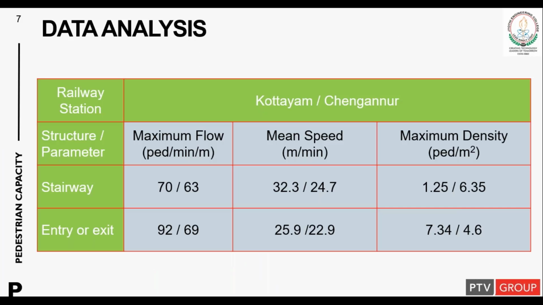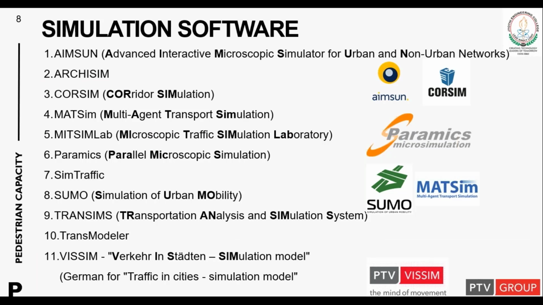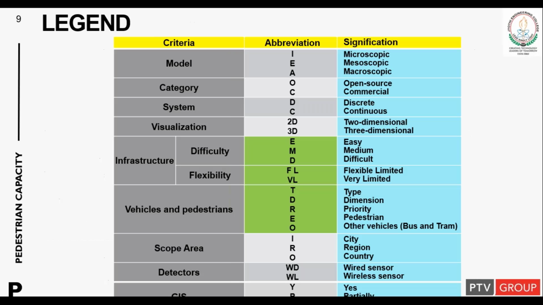Based on the recorded footage, the data is extracted as maximum flow, speed, and density for the 2 railway stations, and the structures of the stairways and the entry and the exit. And then, to simulate the vehicle or the pedestrian network, there are almost 11 software packages available in the transportation field market for vehicles and pedestrians.